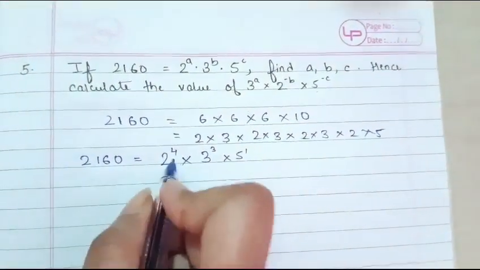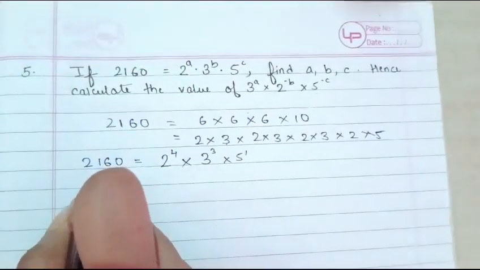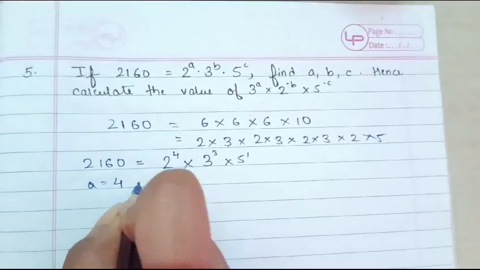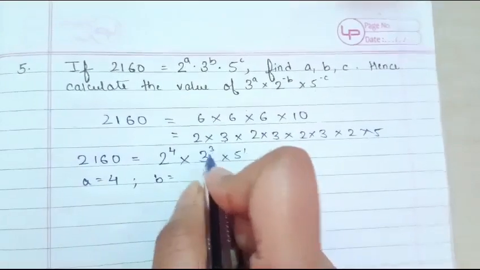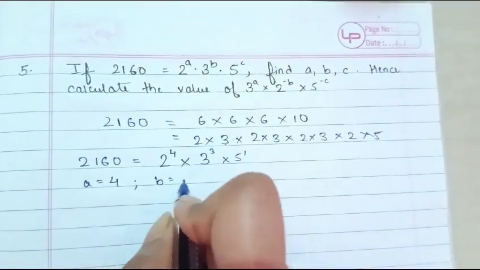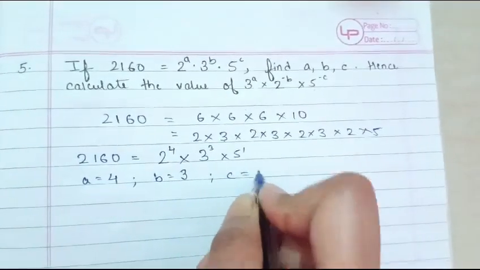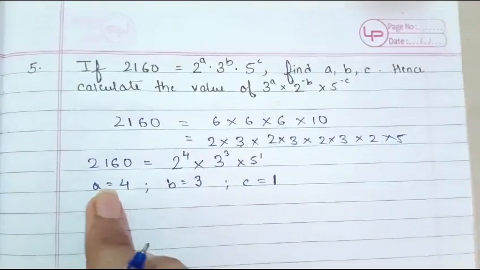So what is the value of a? 2 is having the power a, right? So value of a over here is, see, 2 to the power 4. So a's value will be equal to 4. Then value of b will be equal to the power that is on top of 3. So that is 3. And c will be equal to 1 because it is 5 raised to power 1. Okay, now you have the value of a, b and c.